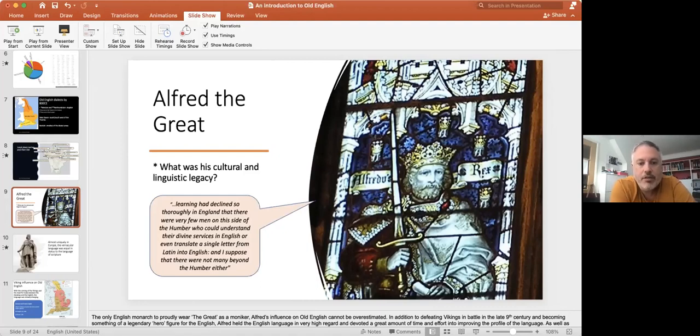Learning had declined so thoroughly in England that there were very few men on this side of the Humber. So in other words, that weren't in Northumbria, who could understand their divine services in English or even translate a single letter from Latin into English. And I suppose that there were not many beyond the Humber either.